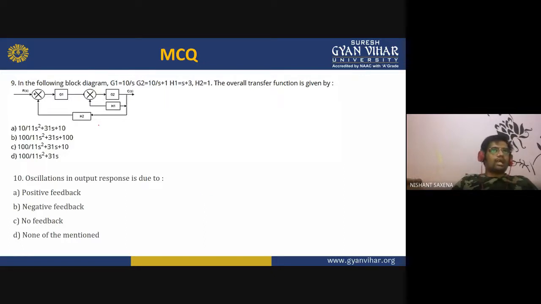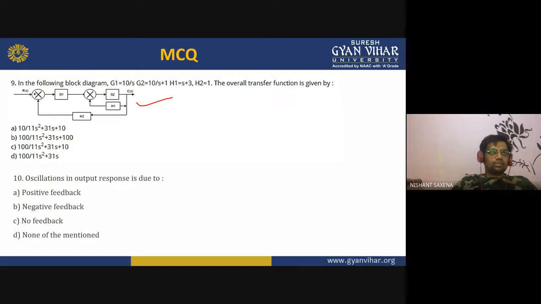Now the next question. Look at this block diagram. You have been given the gains for each of the blocks, that is G1, G2, H1 and H2. The overall transfer function has to be identified. So you have to use the block diagram reduction technique. First of all, you will solve this smaller loop.